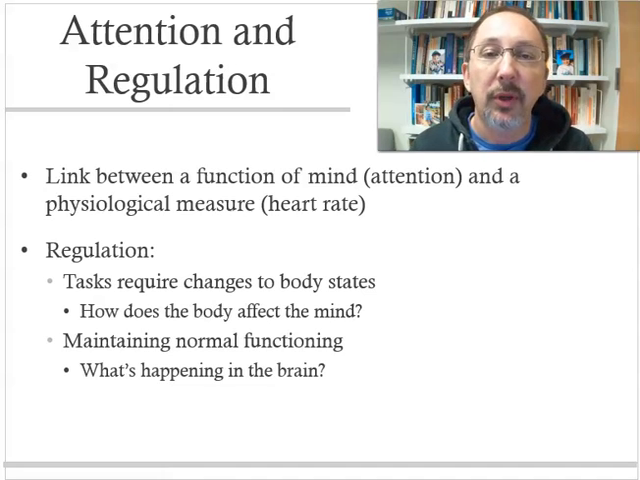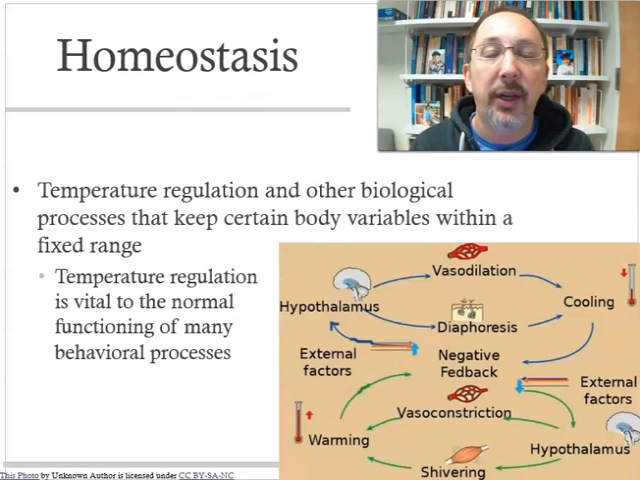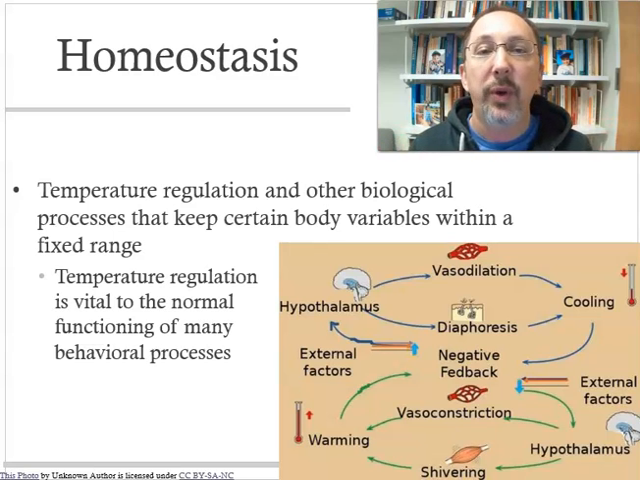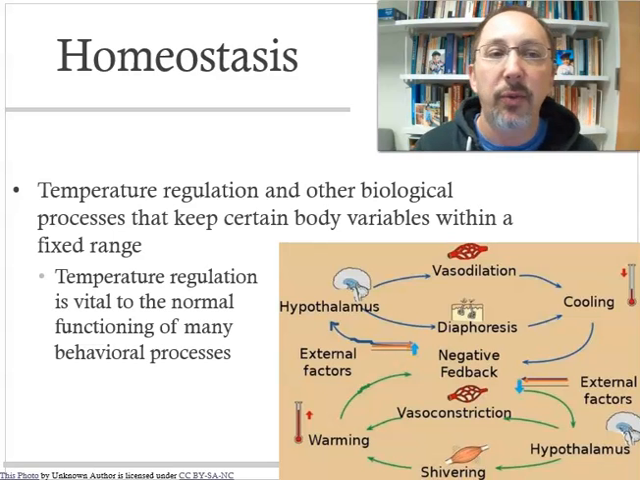So, we're going to now understand what homeostasis is. It is basically your biological processes that your body keeps within a fixed range. We tend to think of temperature regulation because that's the biggest thing your body does. Your body spends the most time regulating your body temperature, and your body temperature is kept within a pretty tight range.